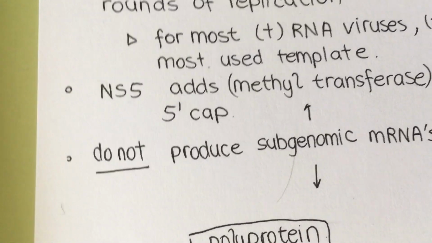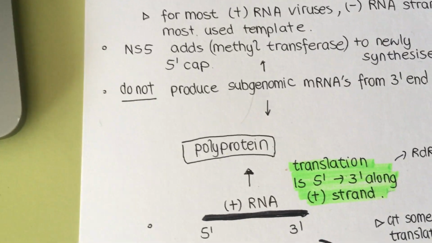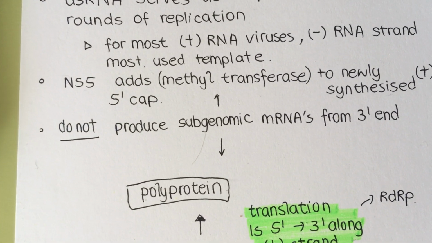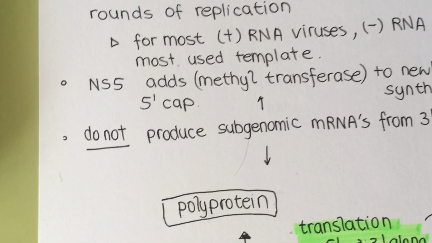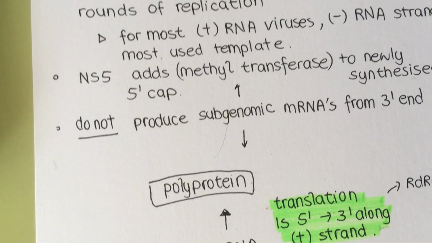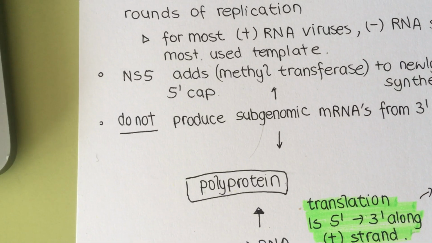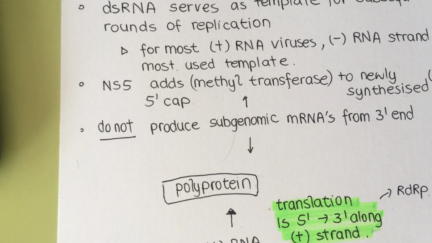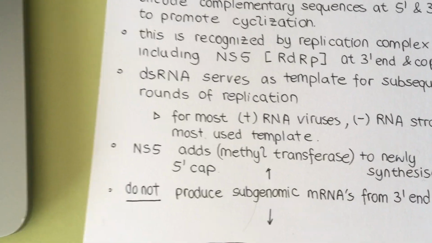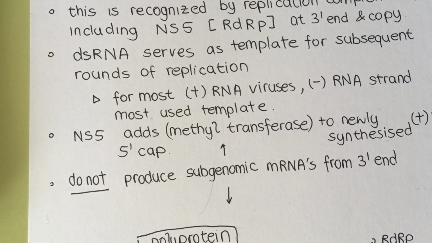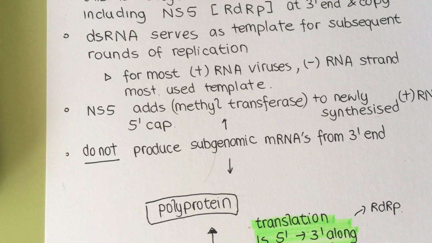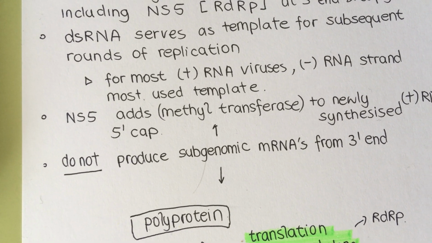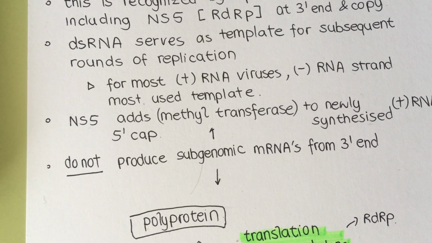Now, we have flavivirus. Some examples of flaviviruses include hepatitis C, and again it uses a similar mechanism in which it promotes cyclization at the 5' and 3' ends to prevent ribosome binding and ensure replication takes place from the 3' to 5' direction. It is important to note that this is recognized by the replication complex RC, which includes NS5 at the 3' end to copy it. So while poliovirus uses 3D pol as RDRP, flavivirus uses NS5.